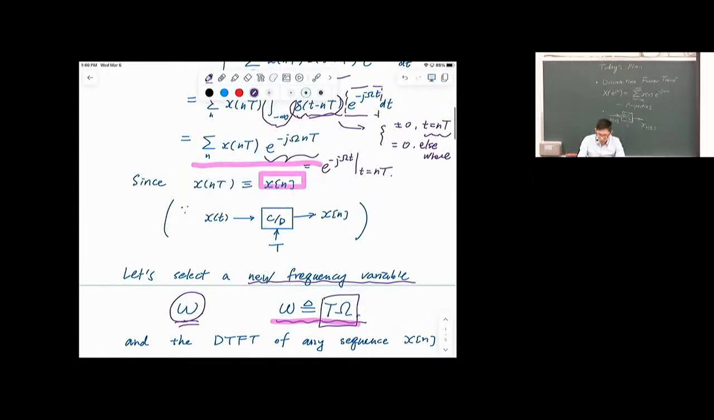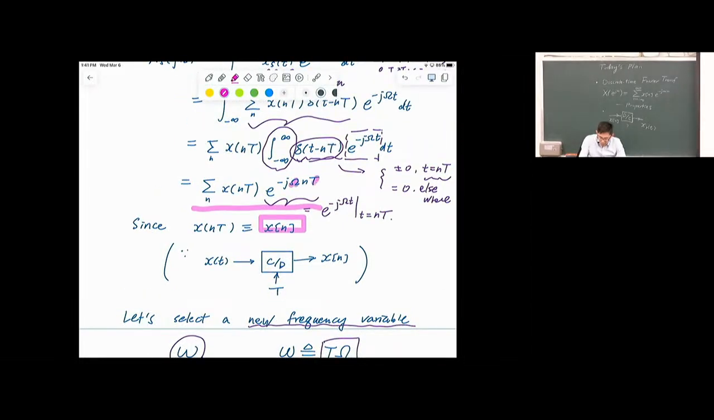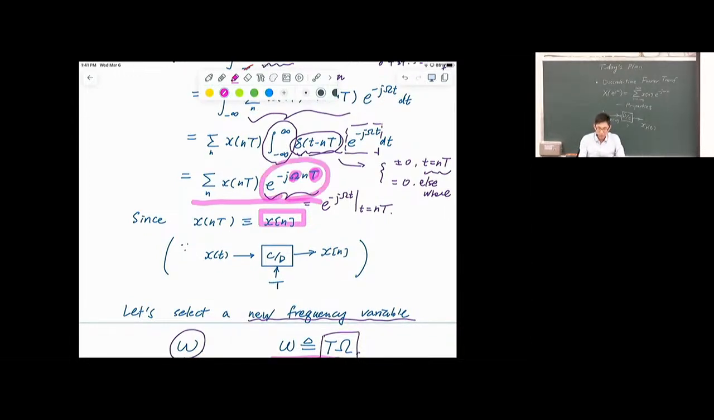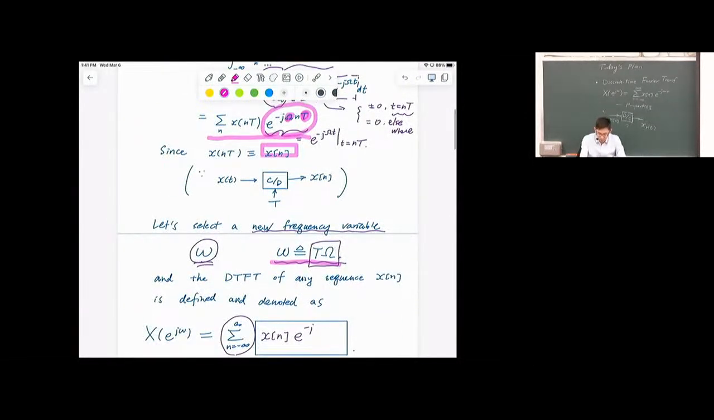Now, be careful. Minus j, and take a look. This big omega times sampling period is our new frequency variable, right? We define a new frequency variable, which equals big omega times sampling period. So now, just take a mental picture of this. We are going to write it down right here: e to the minus j small omega n.